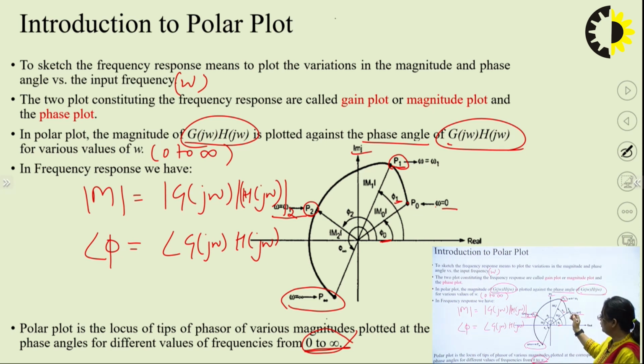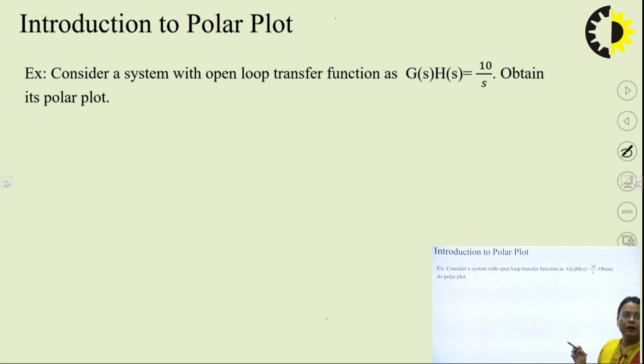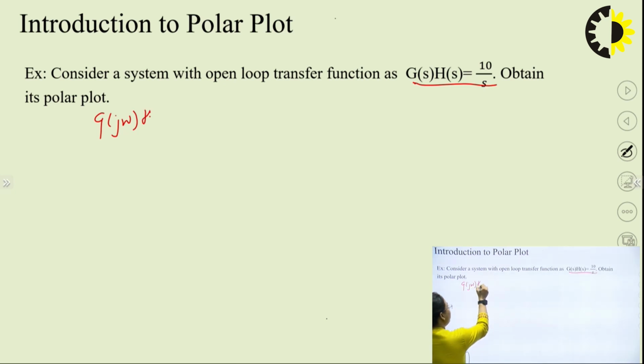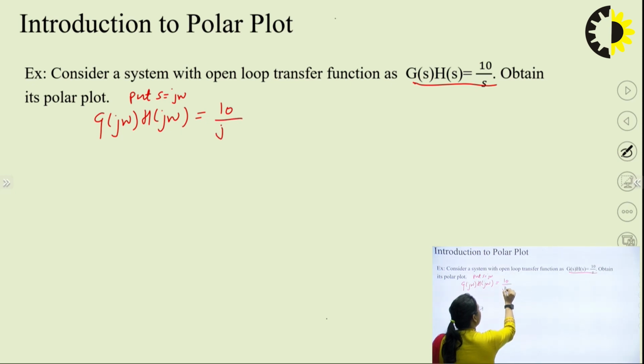When I join the tips of all these various phasors, the locus is called the polar plot. So let us take an example. Here we consider a system in which the open loop transfer function is 10 upon s. Now, what is its polar plot? The very first step is to convert it into the frequency domain, that is put s equals j omega. So I get G(j omega) H(j omega) equals 10 upon j omega. Now first of all, find the magnitude of G(j omega) H(j omega).